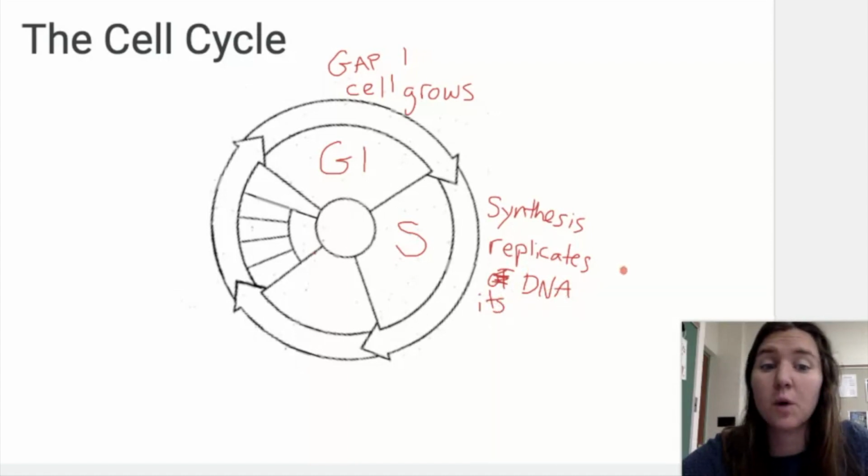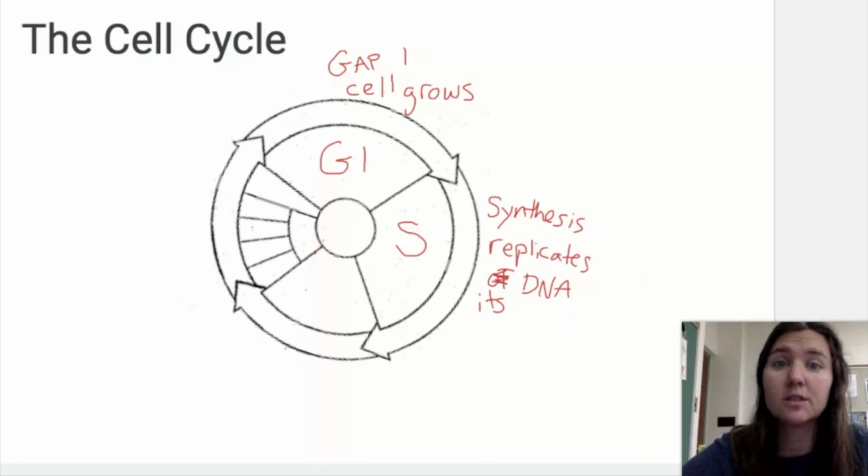And you might be wondering why it needs to do that. Well, later on in the cell cycle, the cell is going to divide into 2 daughter cells, and it needs a full set of DNA for each daughter cell.